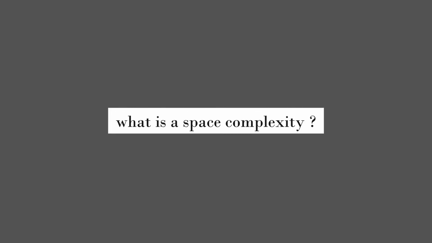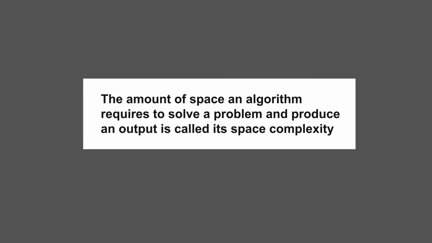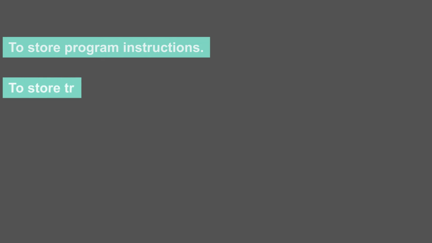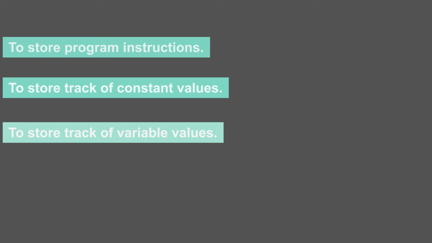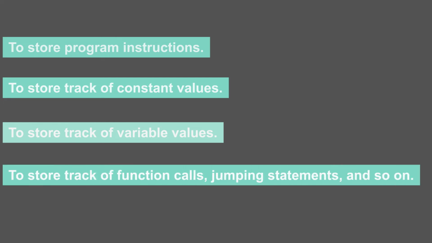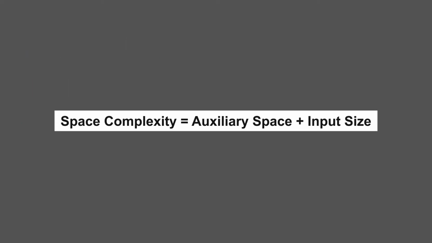What is space complexity? The amount of space an algorithm requires to solve a problem and produce an output is called its space complexity. Space complexity, like time complexity, is expressed in big O notation. Space is required for an algorithm for the following reasons: to store program instructions, to keep track of constant values, to keep track of variable values, to keep track of function calls, jumping statements, and so on. Space complexity equals auxiliary space plus input size.